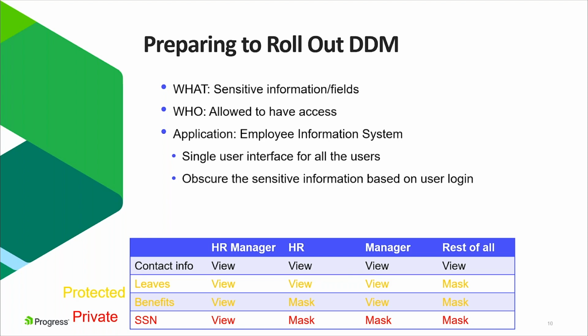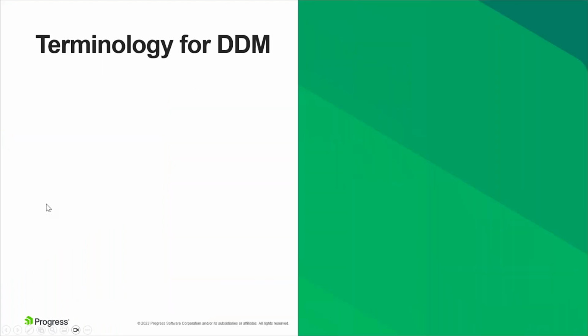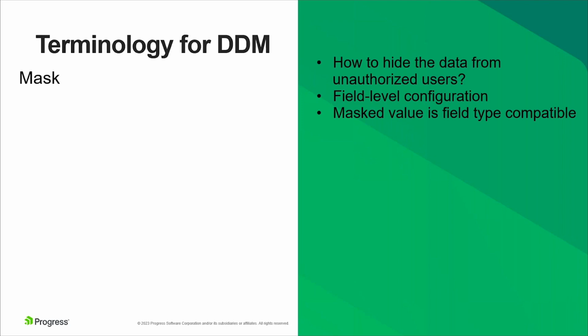Now let's see how to use the DDM for the employee information application. What do we need to do for that? Before going into that, let's go through some of the terminologies we need for the DDM. First, let's see what a mask is. A mask is a way to hide data from unauthorized users. It's a field-level configuration, and the generated mask field value is field type compatible.